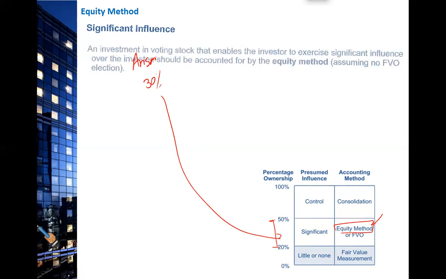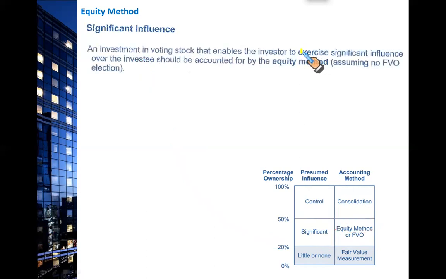So when you hold a 30% investment in a company like Ansar Incorporated, that means I exercise significant influence over the investee. Remember, the investee here means Ansar Incorporated. That's what we're discussing. So we have two options: either we go for the fair value option or for the equity method, assuming no fair value option was elected.